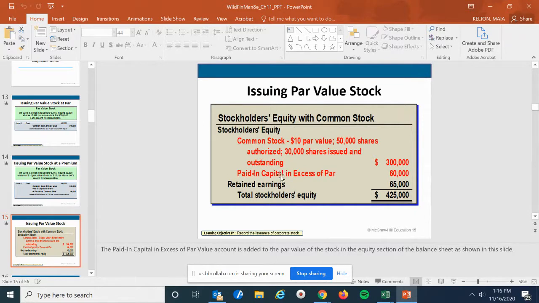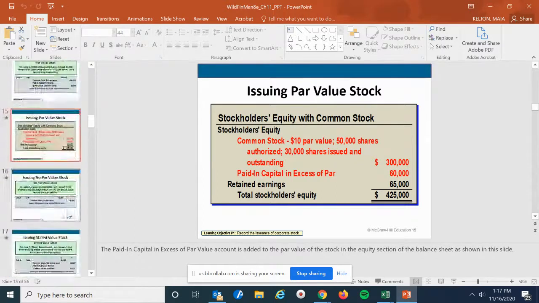But if they have paid-in capital in excess of par, we know that the company did not receive $10 per share in cash. They received more. How much more? They received $60,000 in total. If you divide that by the 30,000 shares, you'll see that the company received $2 extra. So this is important. Again, the stockholders' equity will contain information about common stock at par, and then everything else the company received in addition to the par value of the stock will be reported in the paid-in capital in excess of par.